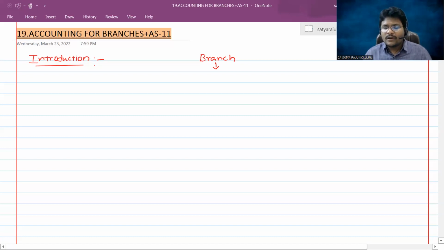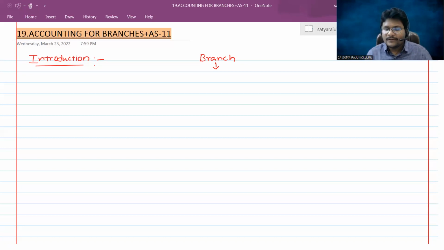But whenever we talk about a branch, automatically another word comes into our mind, which is head office. Without the presence of head office, the presence of branch is invisible. Sir, then what is the difference between head office and branch? An enterprise which conducts business activities by choosing a main location, which controls all other locations. The main location is known as head office and all other locations are known as branches. From that concept only, now we are defining the branch.